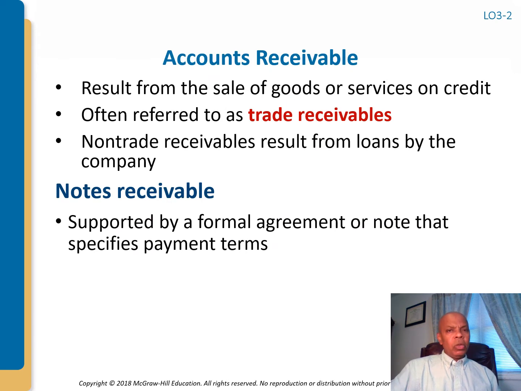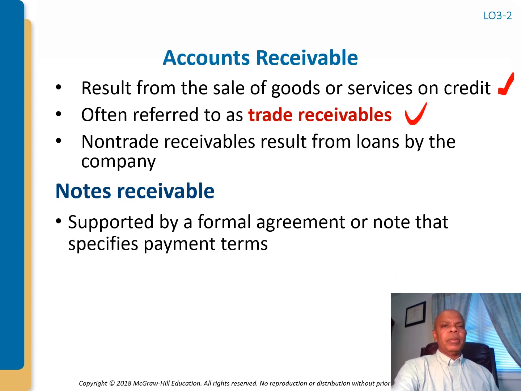Accounts receivable, we all know what it is. Accounts receivable generated by selling goods on account. We are not getting cash at the time of the sale, but we are collecting cash at a later time. So we have accounts receivable. It results from the sale of goods or services on credit, we know that, often referred to as a trade receivable.